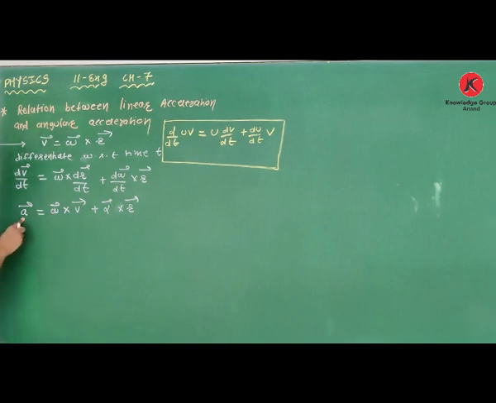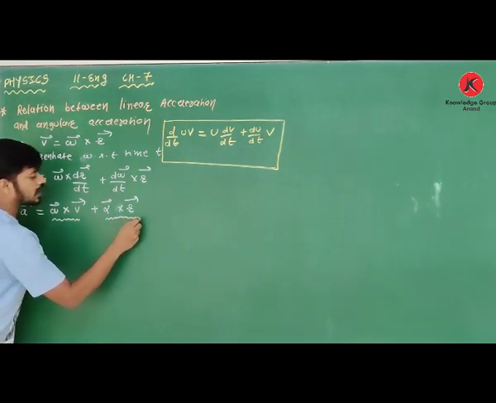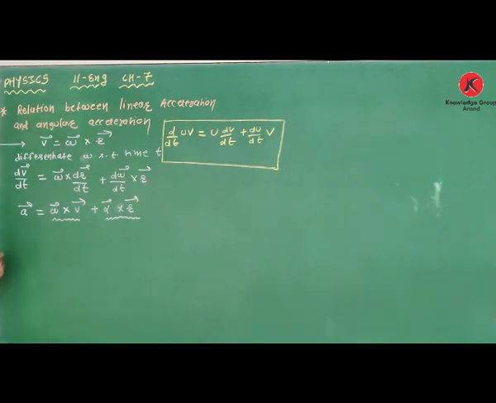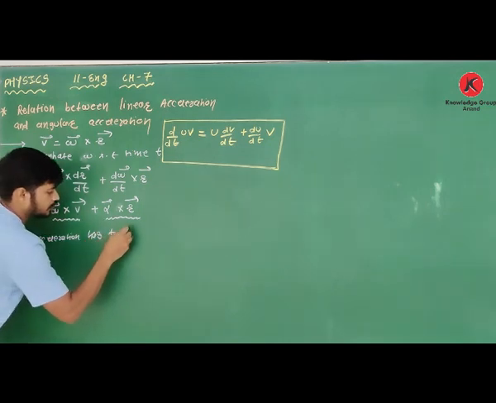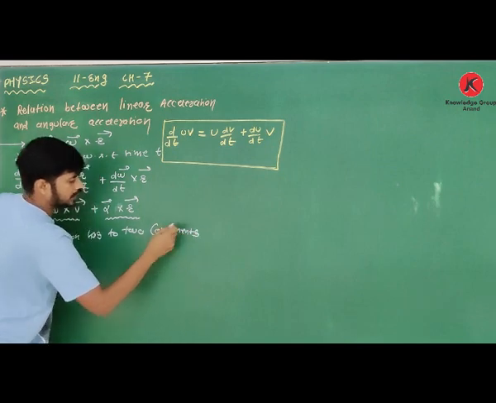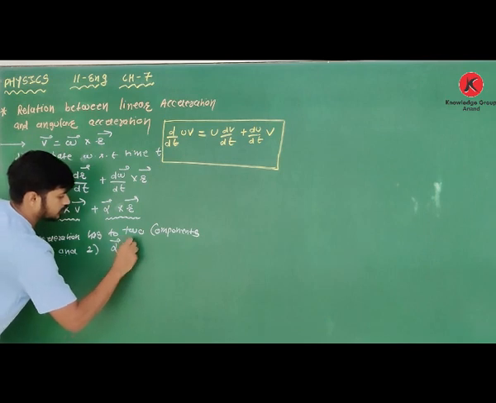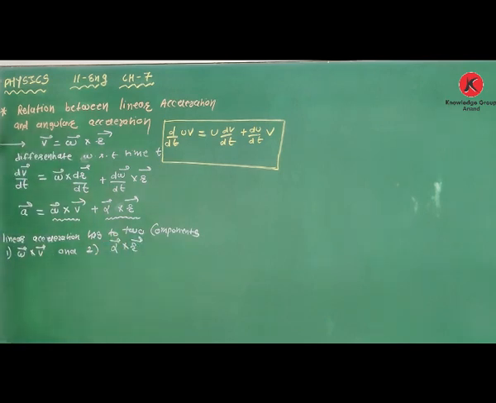Plus means this linear acceleration has two components. The first component is omega cross v and the second component is alpha cross r. Clear up to this? Okay, linear acceleration has two components.